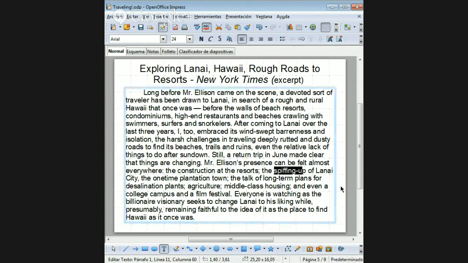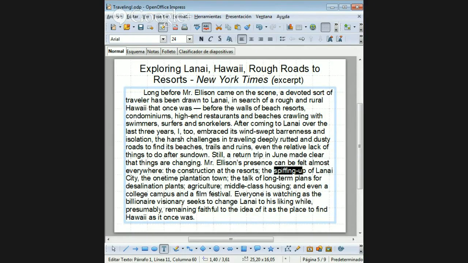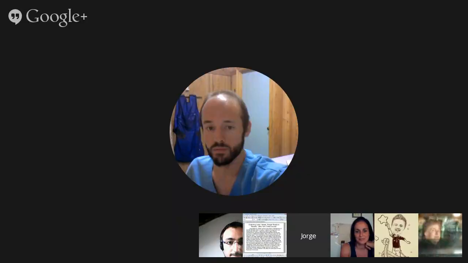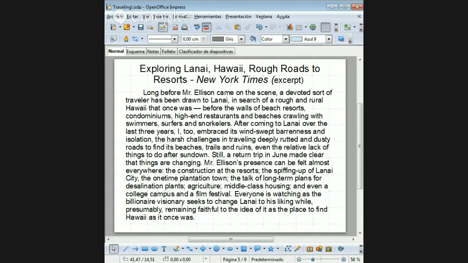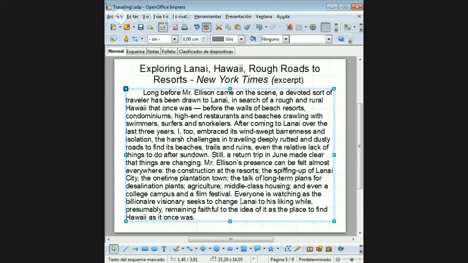What about spiffing up? Claudia, what do you think spiffing up means? I don't know, sorry. That's okay. Don't worry about it. Does anybody know what spiffing up means? Okay, so it's like making nice. When you spiff yourself up, you can put on some nice clothes, maybe put on some cologne. So you spiff yourself up for a date. When you're spiffing up a place, you're just cleaning it up, making it look nicer, maybe developing it.